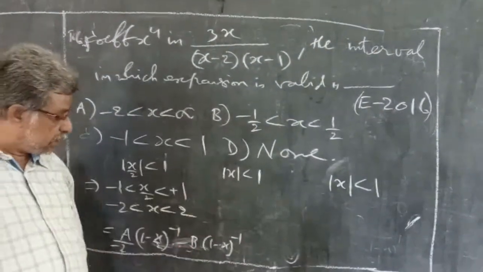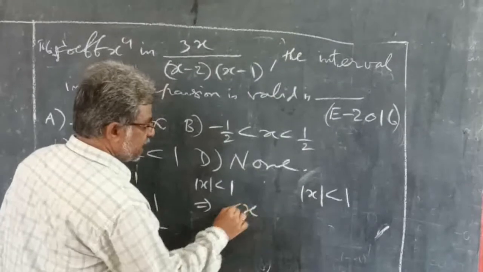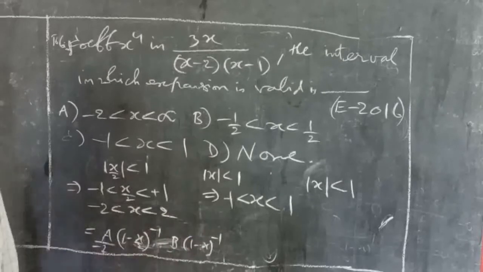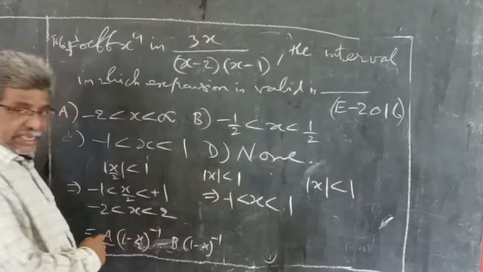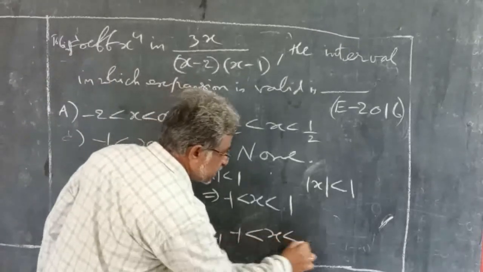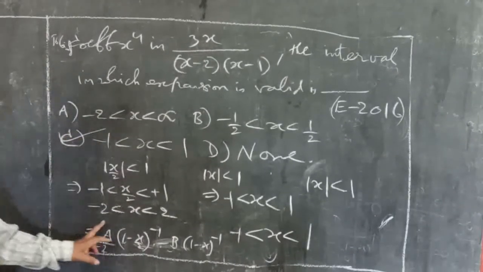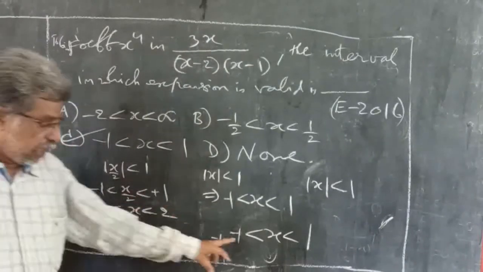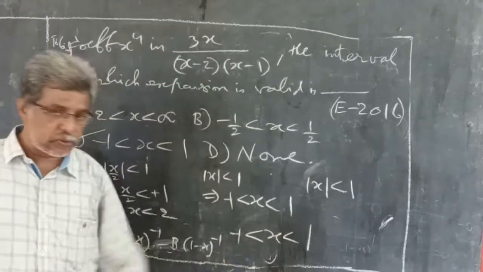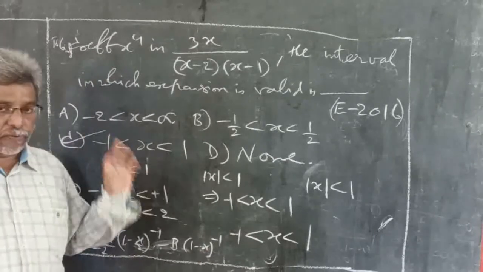And this is valid only when mod x is less than 1, which implies x lies between minus 1 to plus 1. So combining these two, if you draw the number line and take the intersection of the two, what is the intersection? x lies between minus 1 to plus 1. So our option is C. Combining these two inequalities on the number line, this is minus 2 to 2, this is minus 1 to 1. So what is the intersection? Minus 1 to 1. So our option is C, minus 1 to 1.